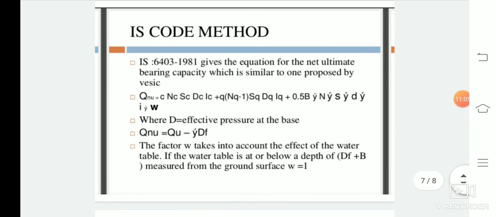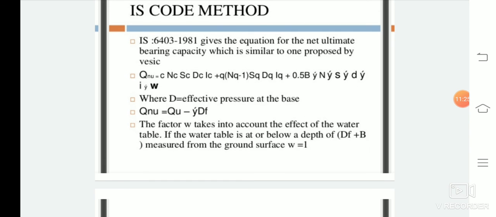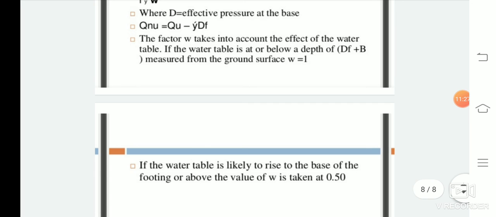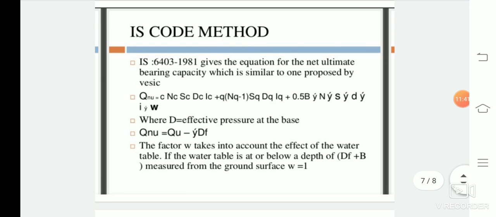And for the effect of the water table, what is the value of the correction factor? The value of the correction factor for the effect of the water table is given by W, which is given by 0.5 multiplied by (1 plus Zw by B), where Zw is the depth of the water table from the base of the footing. So here, if the water table is likely to rise to the base of the footing or above, this reduction factor W is taken as 0.5. So this is the effect of the water table on the bearing capacity of the soil.